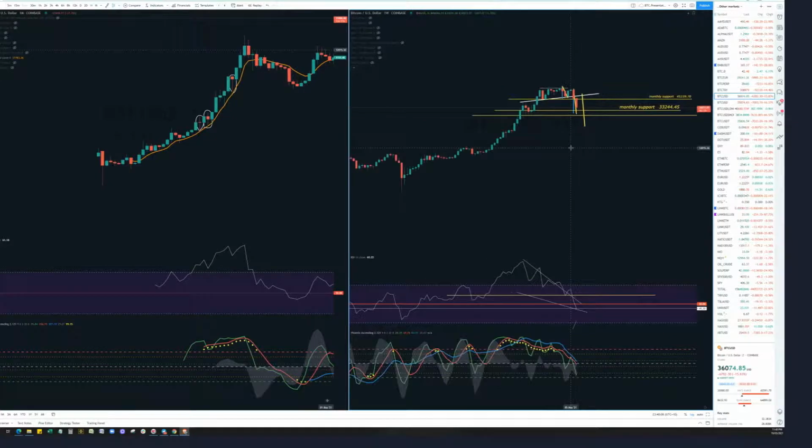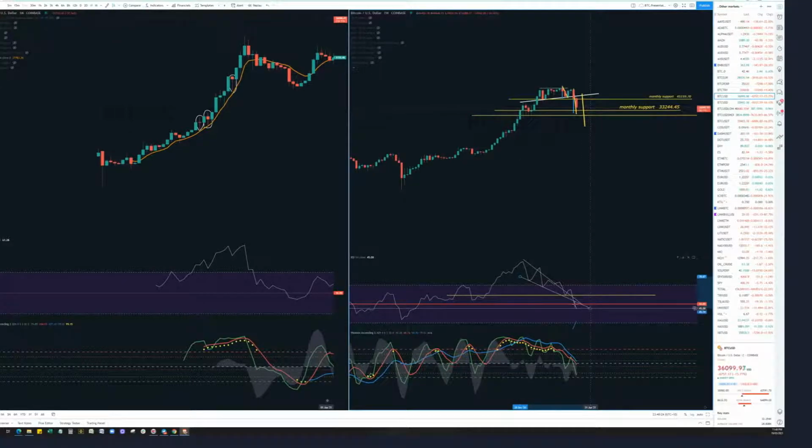Okay. So it's obvious that I had these lines drawn before. Here we go. Come on. Is this my weekly one? No, this couldn't be my weekly.